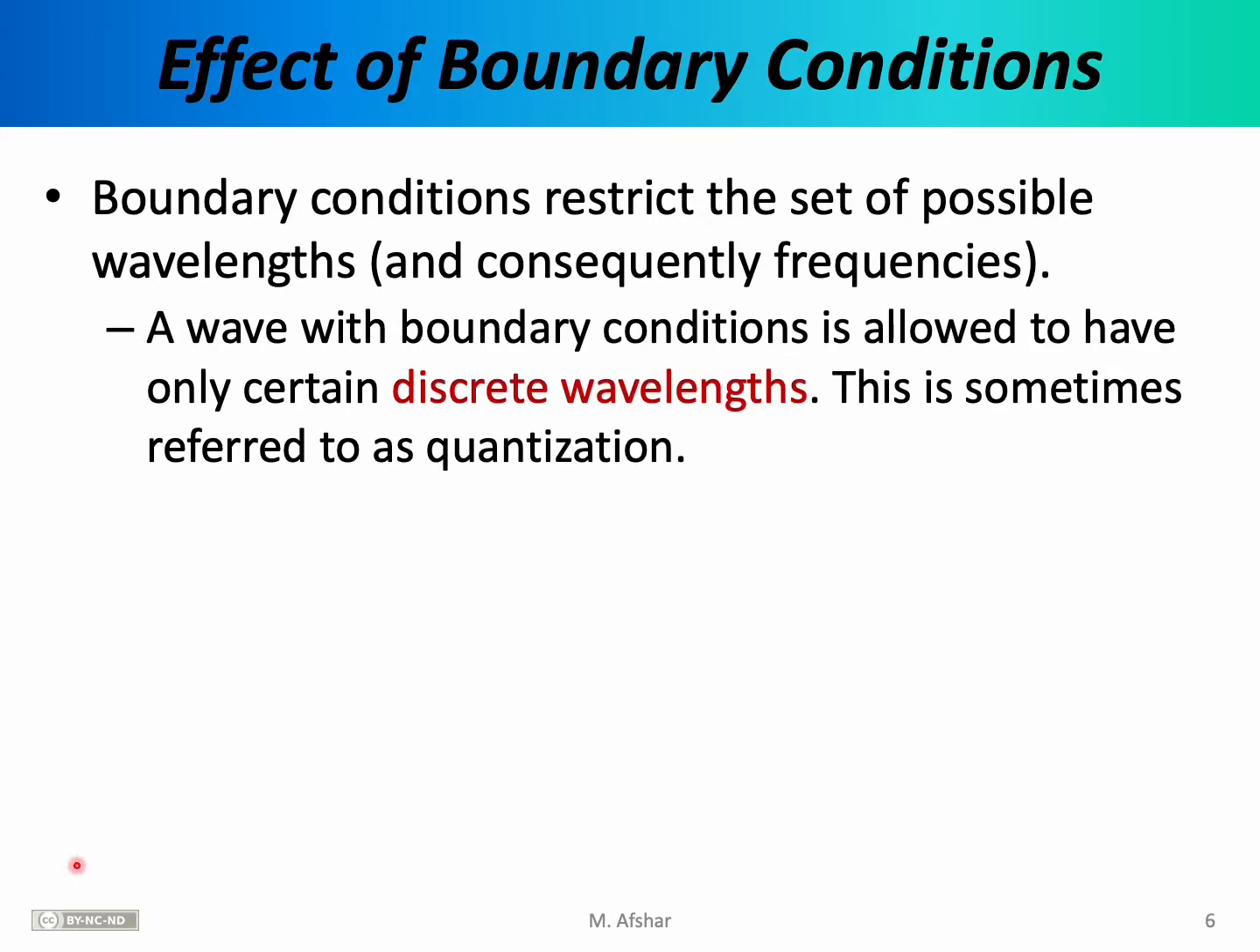To understand how boundary conditions can affect frequency, we need to first discuss wavelength. It turns out the boundary conditions restrict the set of possible wavelengths along the strings of a guitar or inside the air column of a clarinet, for example. A wave with boundary conditions is allowed to have only certain specific discrete wavelengths. This fact is sometimes referred to as the quantization of wavelengths.